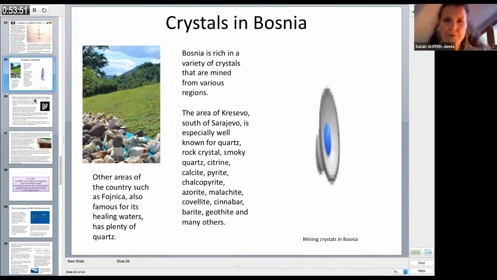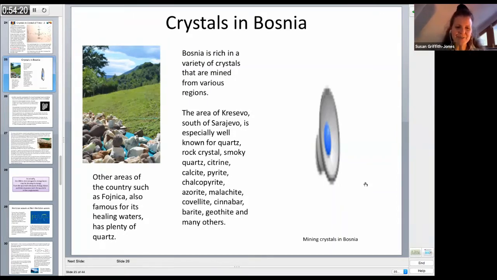Now, how do crystals relate to Bosnia? Well, Bosnia is rich in a variety of crystals that are mined from various regions. The area in particular of Kraljevo, which is south of Sarajevo, is especially well known for quartz rock crystals, smoky quartz, citrine, calcite, pyrite, chalcopyrite, azurite, malachite, cobalite, cinnabar, barite, goethite, and many others, which I haven't mentioned here because the list would just be too long.